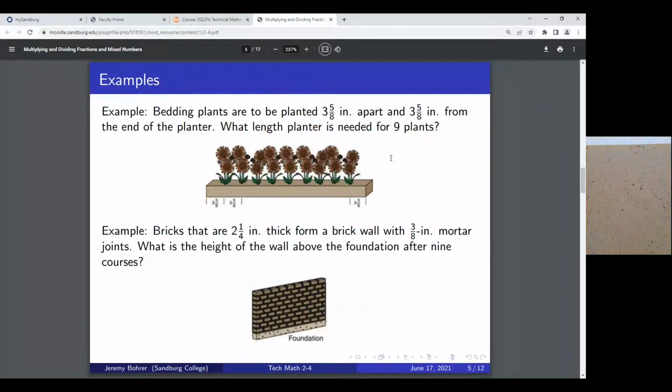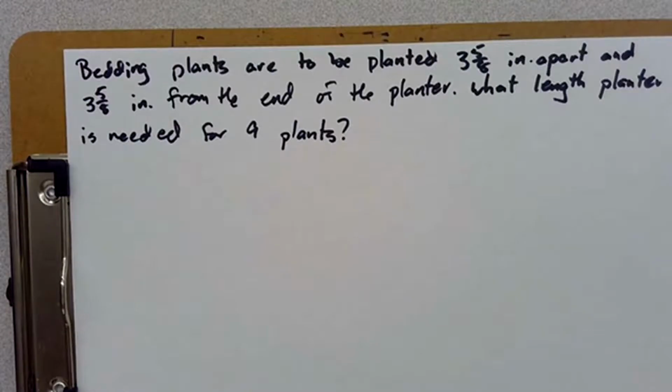Now we have a couple of word problems that we want to look at. First, bedding plants are to be planted 3 5/8 inches apart and 3 5/8 inches from the end of the planter. What length planter is needed for 9 plants?